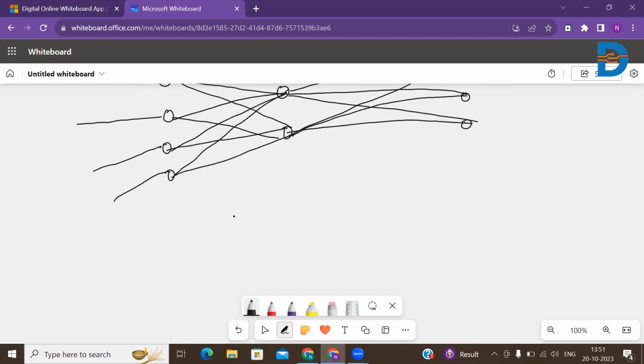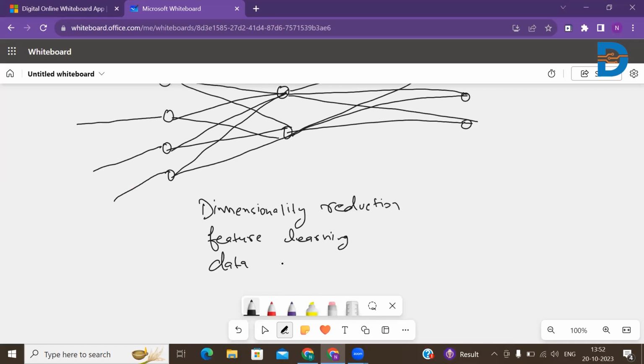Autoencoders are used for tasks such as dimensionality reduction, as I said, dimensionality reduction. It is also used for feature learning. And it's also used for data denoising.